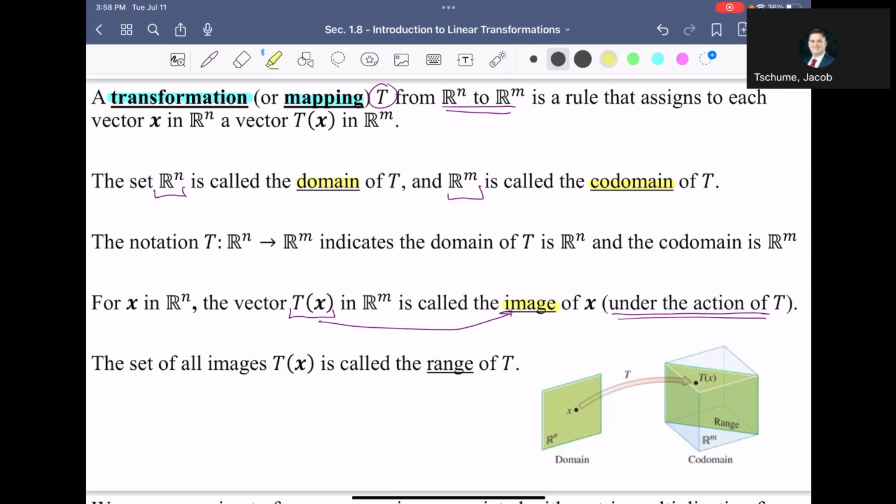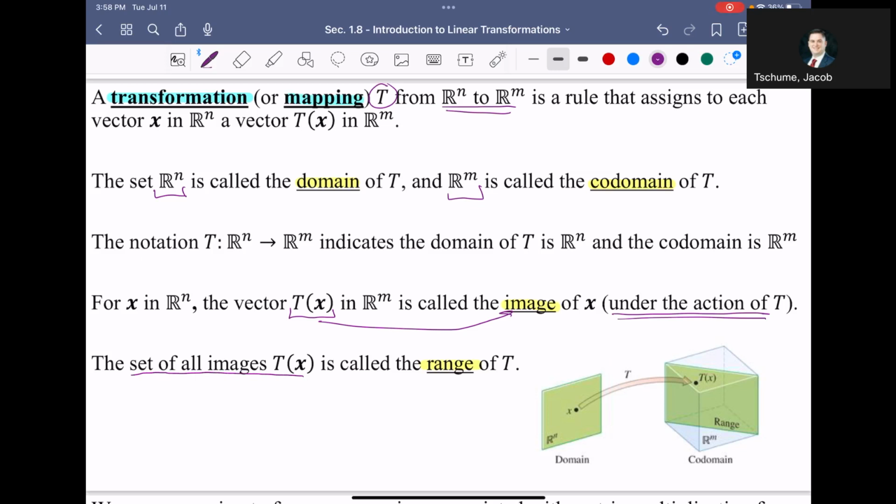And then finally, we have the definition of range, which is the set of all images T of x. So every single T of x vector that exists in that final dimension makes up the range of your transformation.